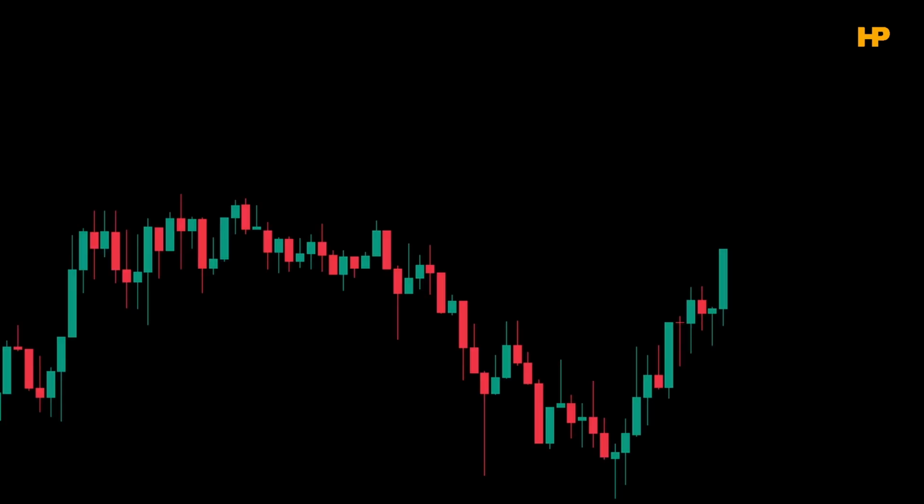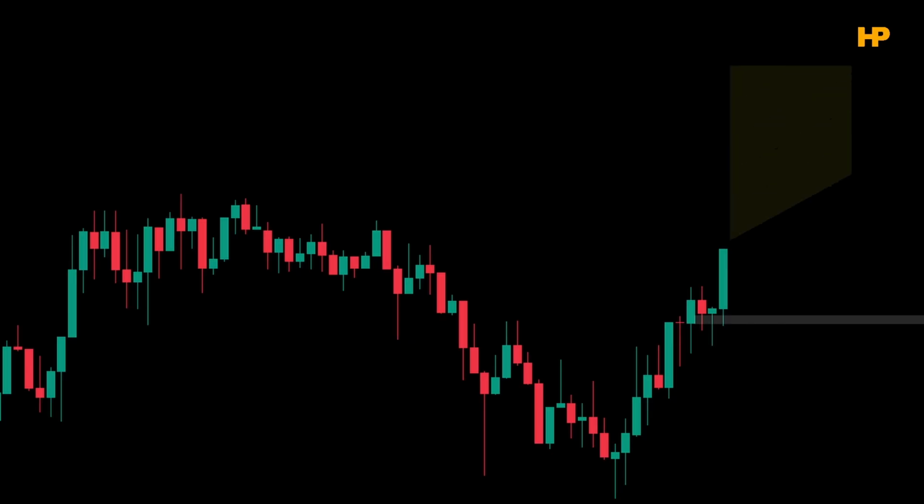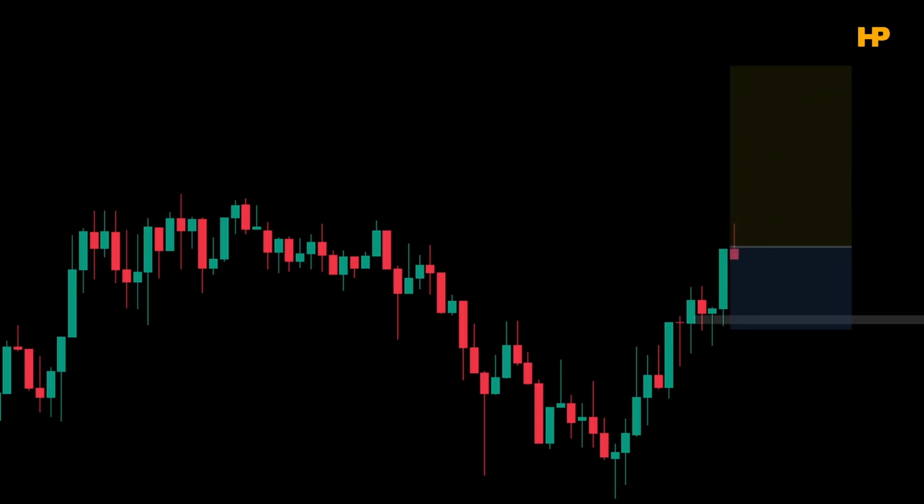Let's see setup number 5, reversal entry. In an uptrend, a bullish candle forms at support, reinforcing the trend strength, and it must close above the previous candle high. This is your confirmation candle. Enter a buy trade when the next candle breaks its high. Place the stop loss below the confirmation candle low.